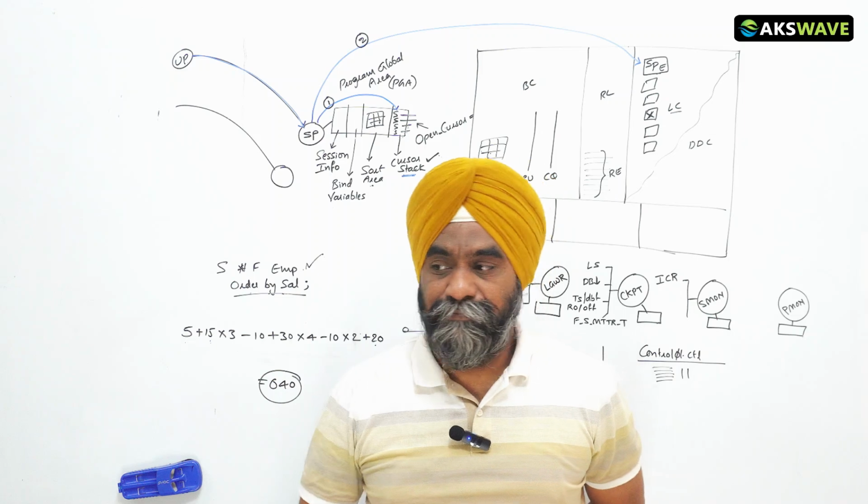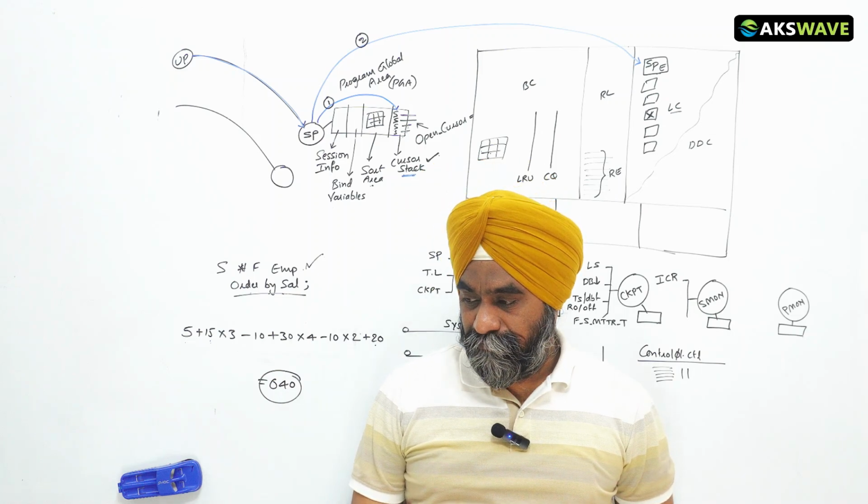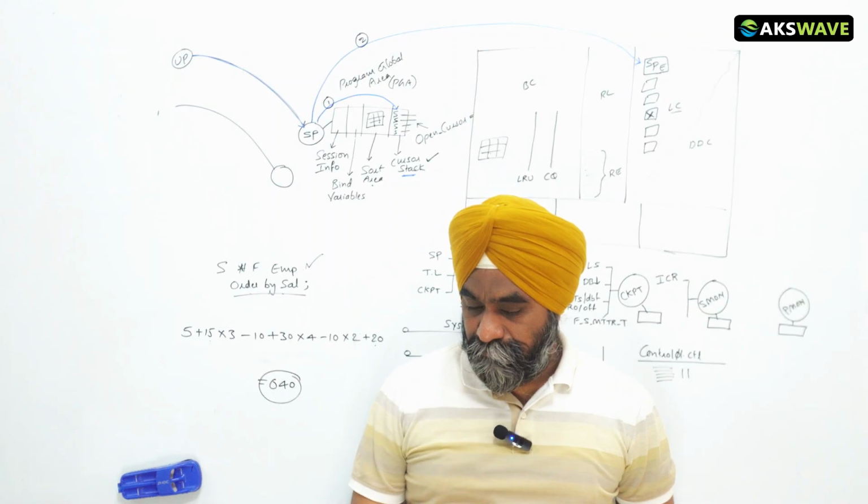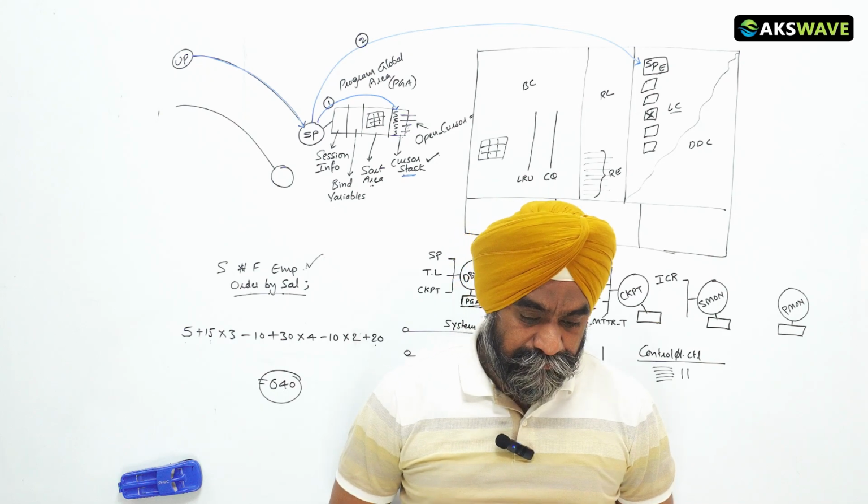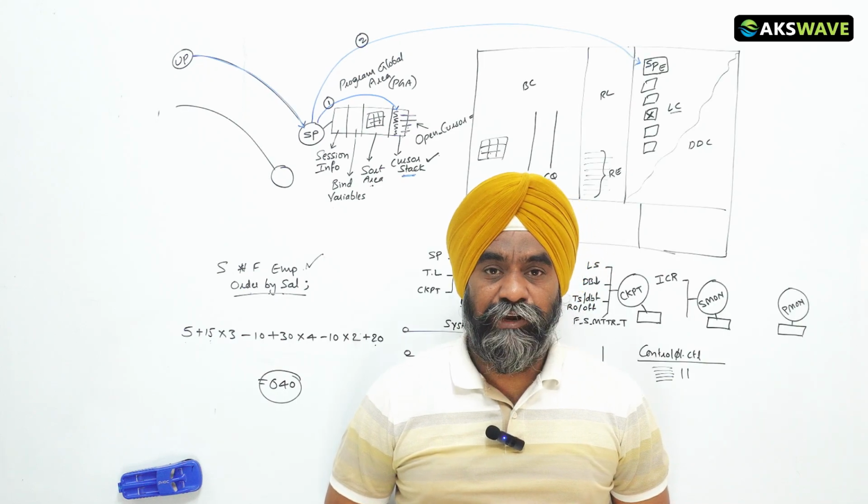But once a server process gets created for a particular user, from where can we get this cursor stack area? Again, can you please repeat your question?